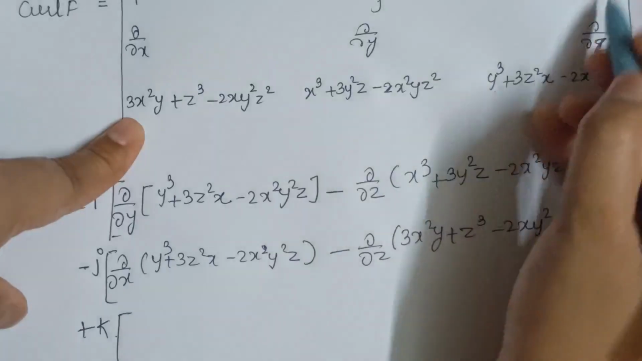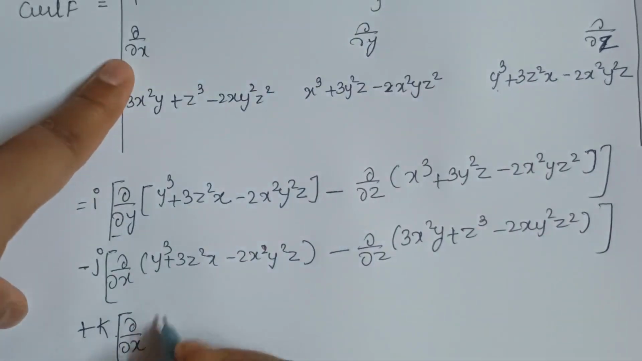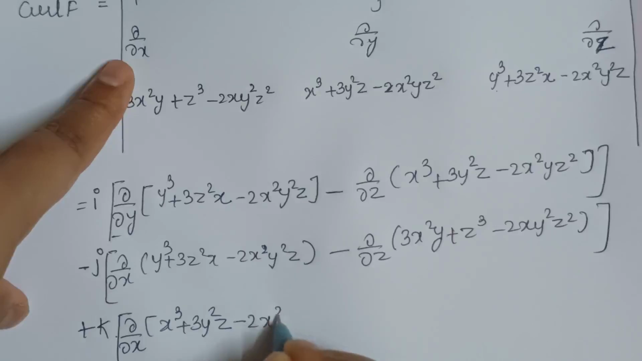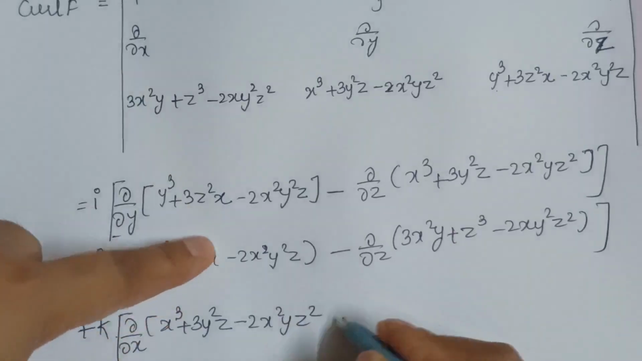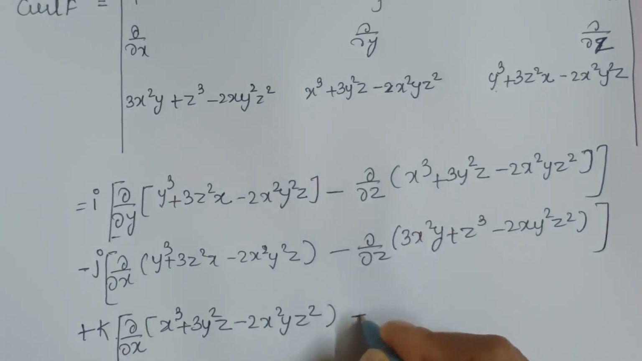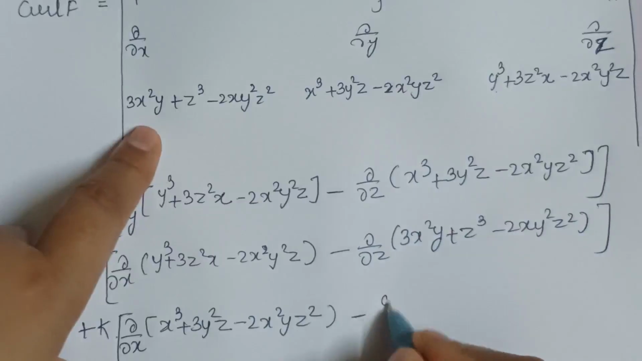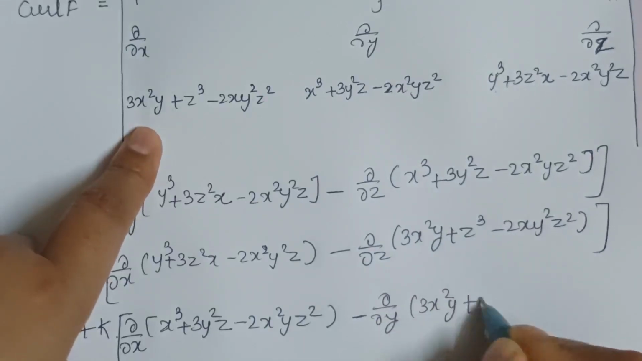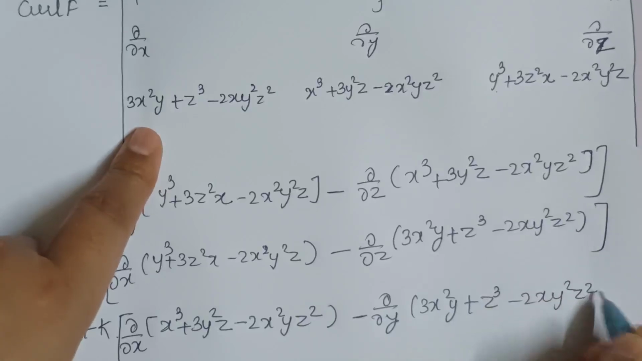So it's going to be leave this column and this row. So it's going to be dou by dou x into x cube plus 3y square z minus 2x square y z square. Right? Minus, as it is for k, dou by dou y to 3x square y plus z cube minus 2xy square z square.